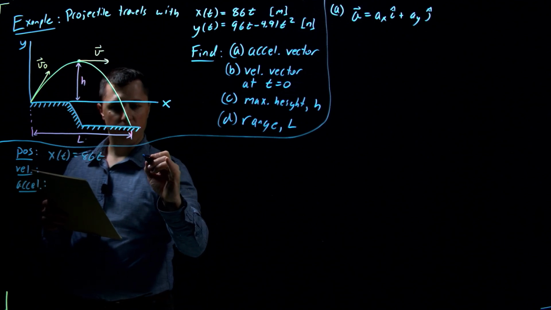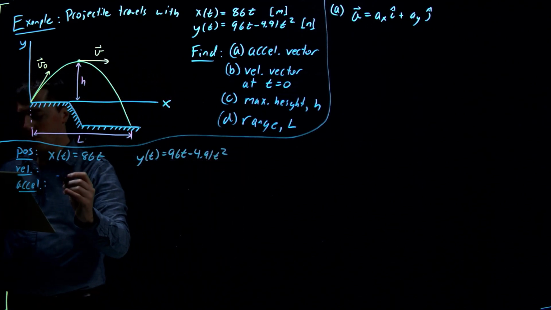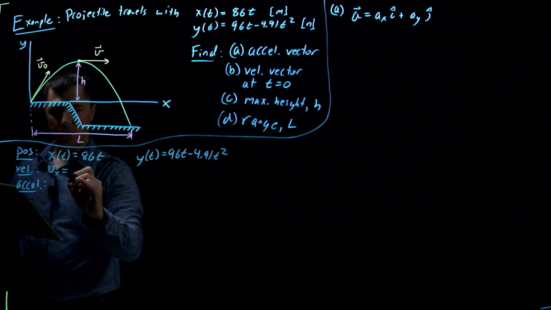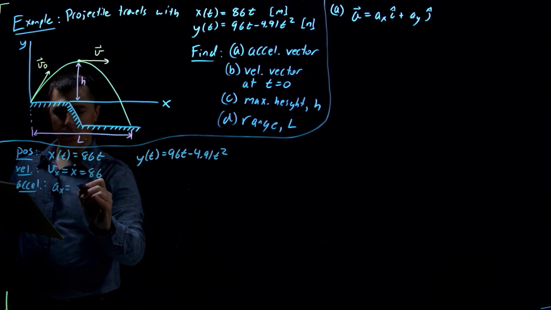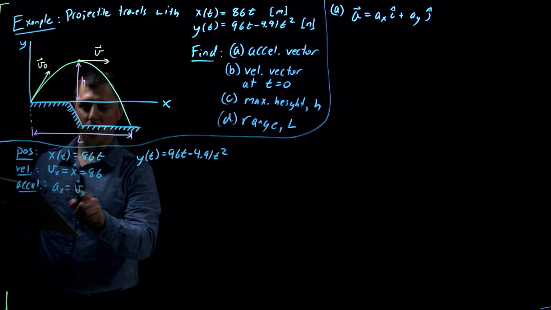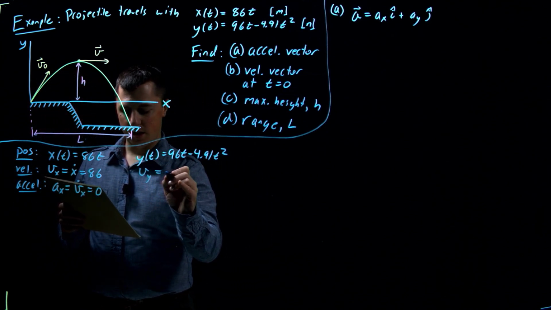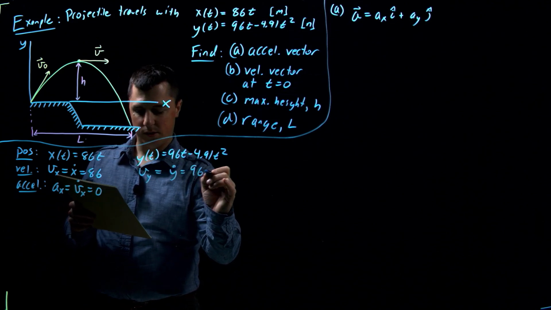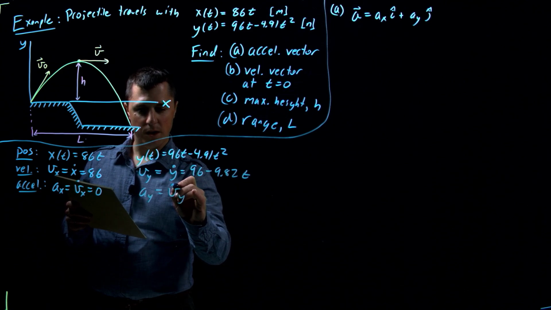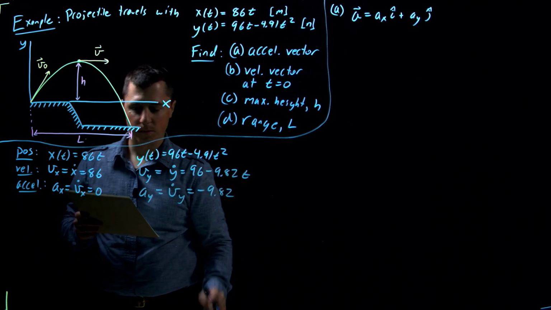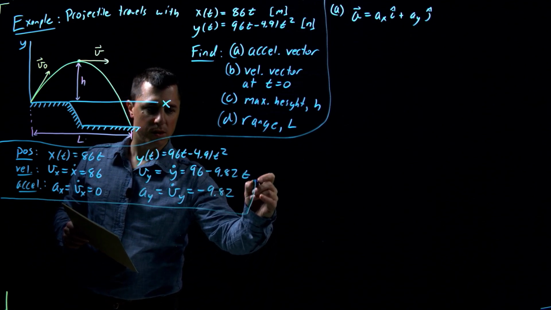Positions: we know x is 86t, and y is 96t minus 4.91t squared. Our velocity in the x direction is just x dot, or dx dt, and that is just 86. The acceleration is vx dot, the time derivative of the x velocity. And the velocity in y is y dot, which is 96 minus 9.82t. Ay is then the time derivative of vy, negative 9.82.